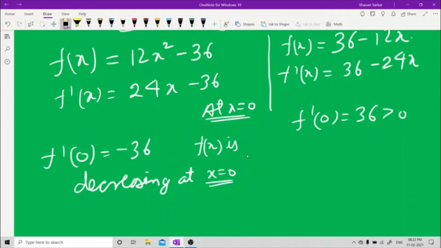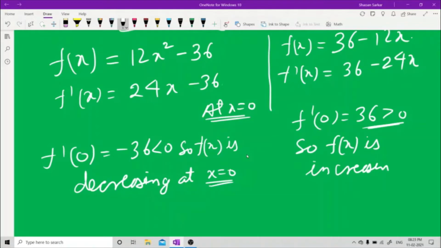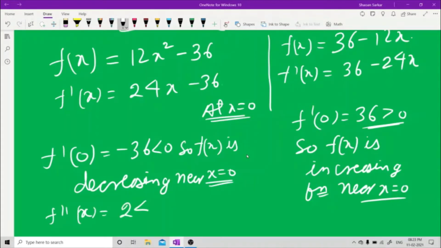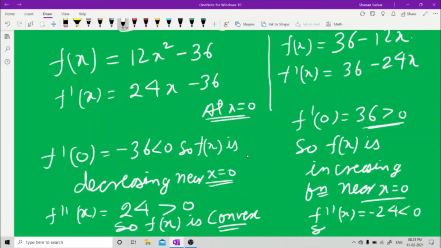Just a minute. This is less than 0. But here it is greater than 0. So f(x) is an increasing function near x equal to 0. Now what about f''(x)? f''(x) here would be 24, which is always greater than 0. So f(x) is a convex function. And here f''(x) is always minus 24, which is less than 0. So if f(x) is of this form, then f(x) is concave.